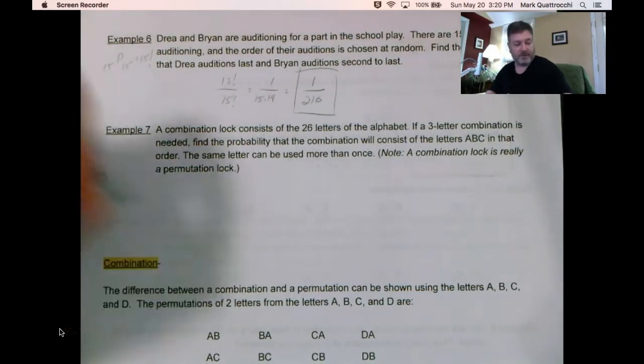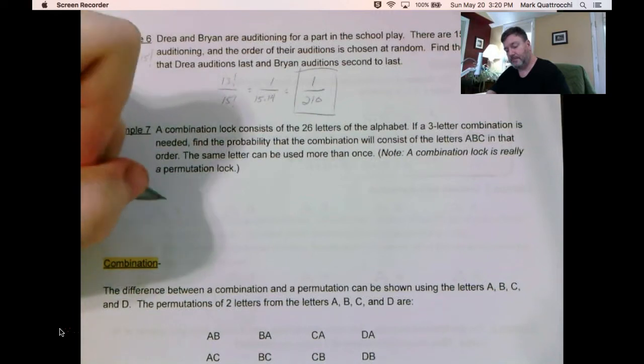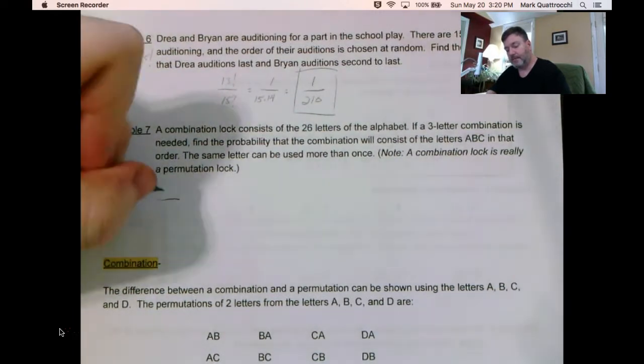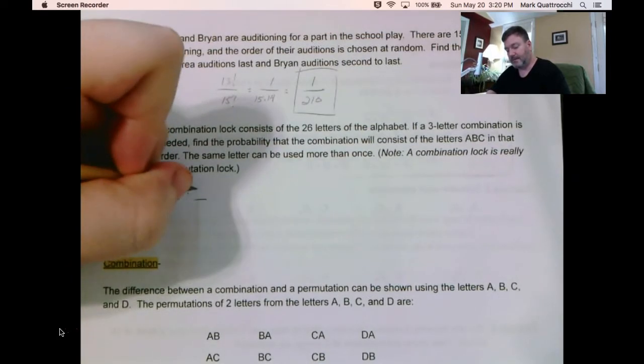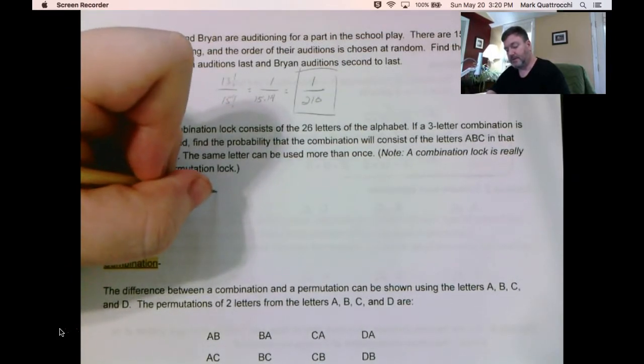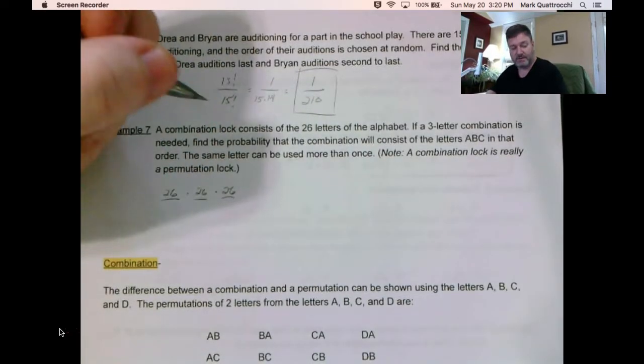So how do we do this one? Well, for the first letter there are 26 choices. For the second letter, there are 26 choices because we can repeat. And for the third letter, there are 26 choices.